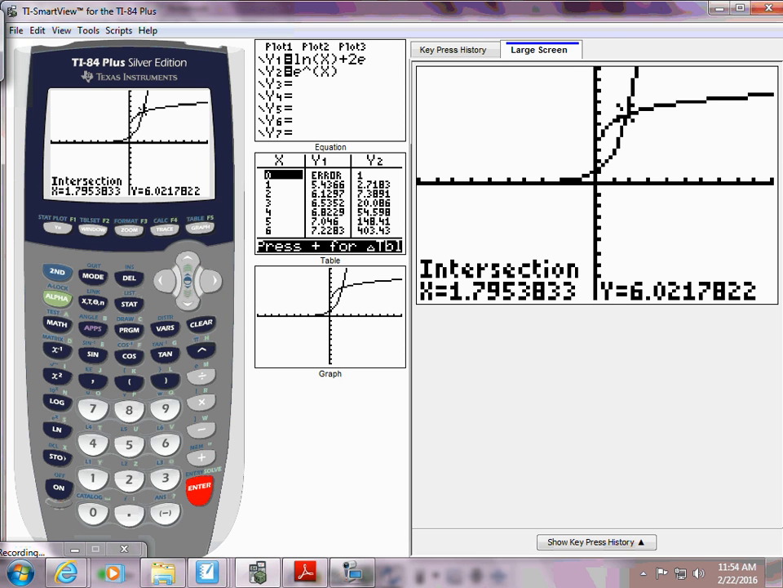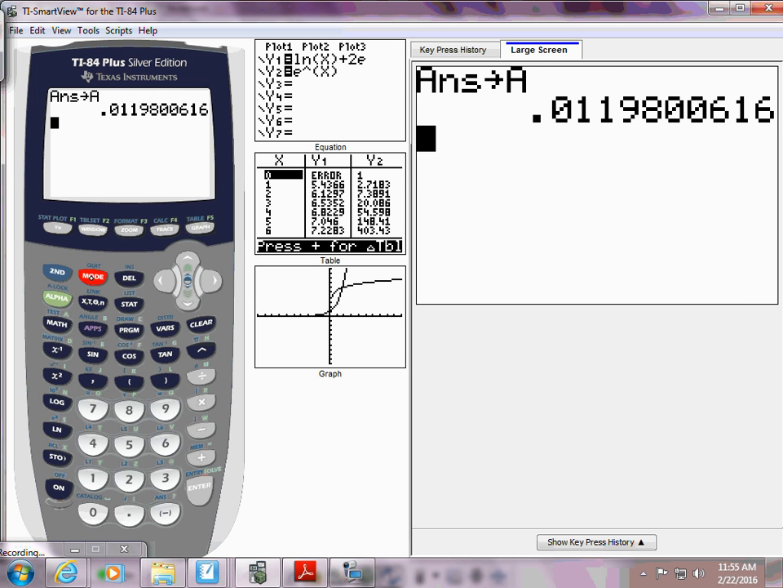And you should get a value of 1.795 roughly. I would jot that down and store that in alpha B. Do you remember how to store a value you just found on a graph? What do you have to do first before you can store it? Second click, right? And then store alpha B, and you have to hit enter.